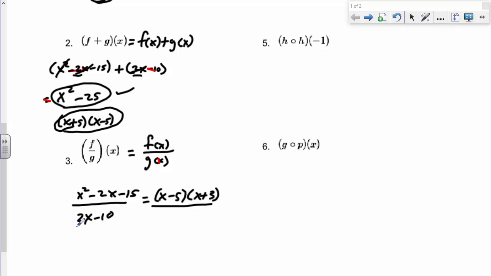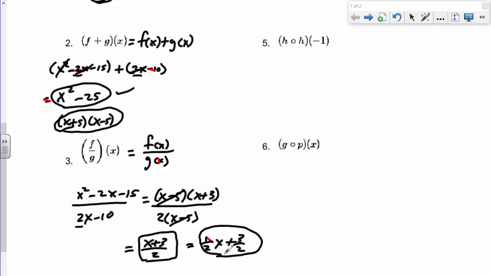And on the bottom, we can actually factor out this 2 right here. So we can write that as 2 times x minus 5, because 2 times x is 2x, and 2 times negative 5 is negative 10. And what you see here is that this factor and this factor are identical, so they cross out. So now your answer is actually x plus 3 all over 2. If you went a step further, you probably could have written this as 1/2 x plus 3/2. 1/2 x plus 3/2 is also an acceptable answer.